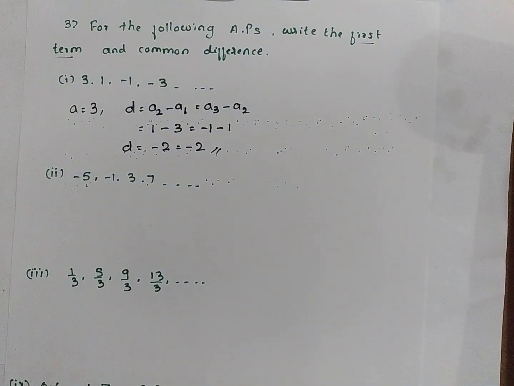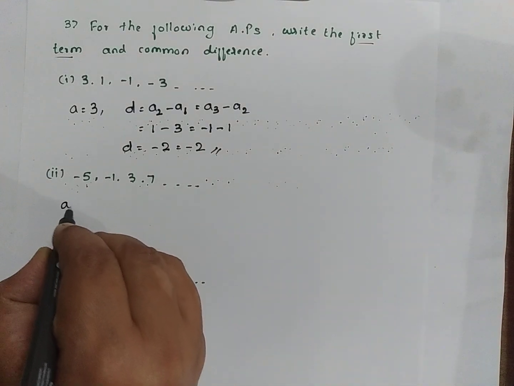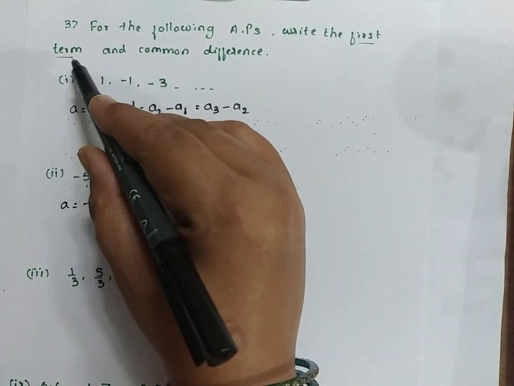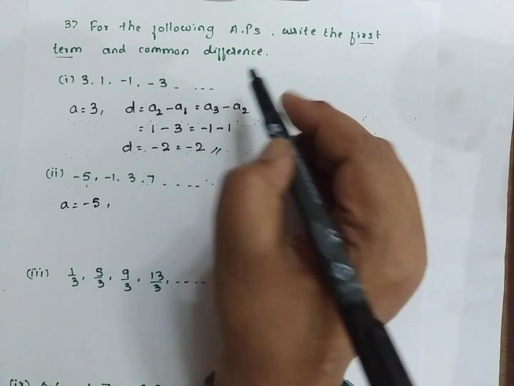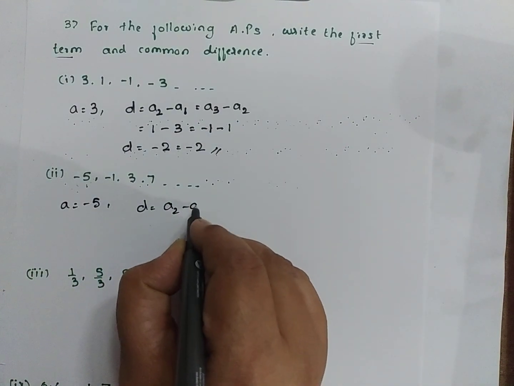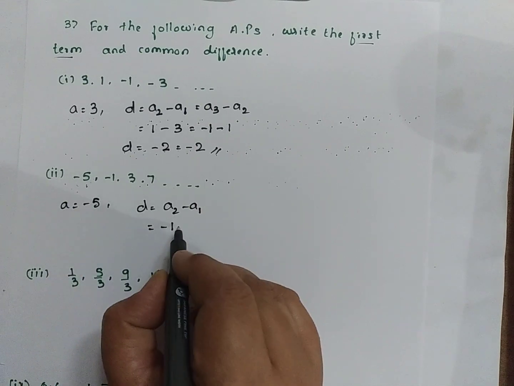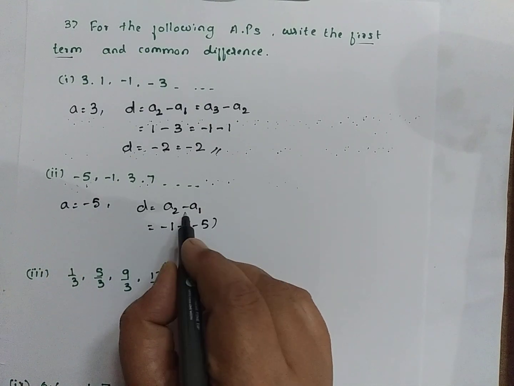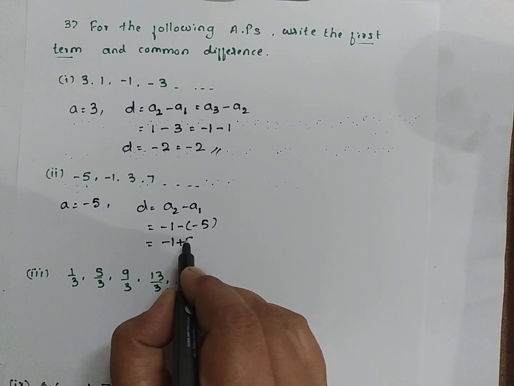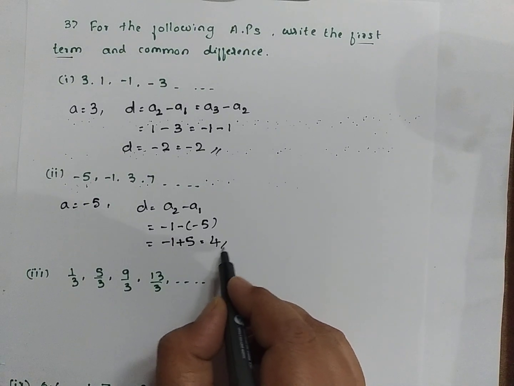Similarly, coming to the second one, the first term is minus 5. That is a equal to minus 5. We have to find the first term and the common difference. How do you calculate the common difference? That is a2 minus a1. a2 is minus 1 and a1 is minus 5. That is minus 1 minus into minus plus 5, that is 4. The common difference is 4.